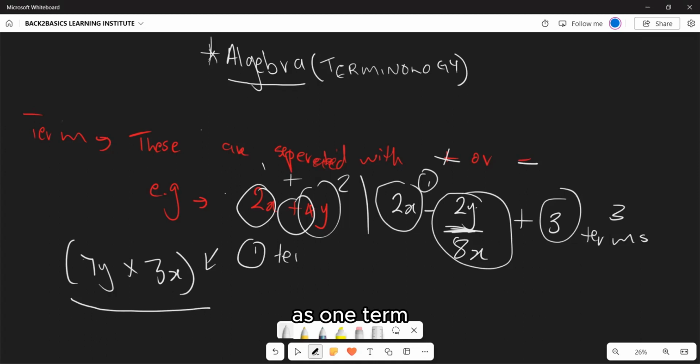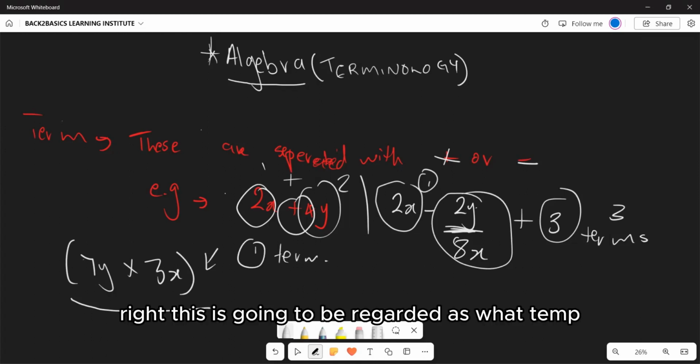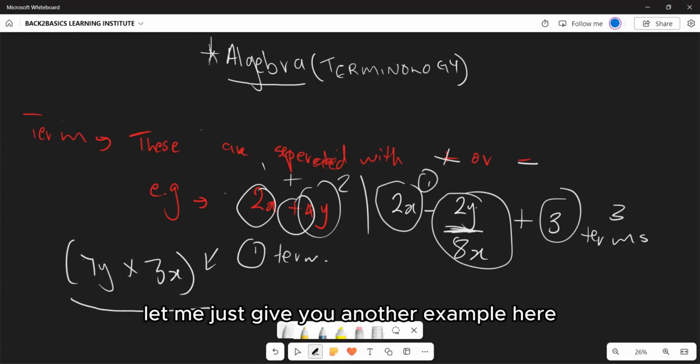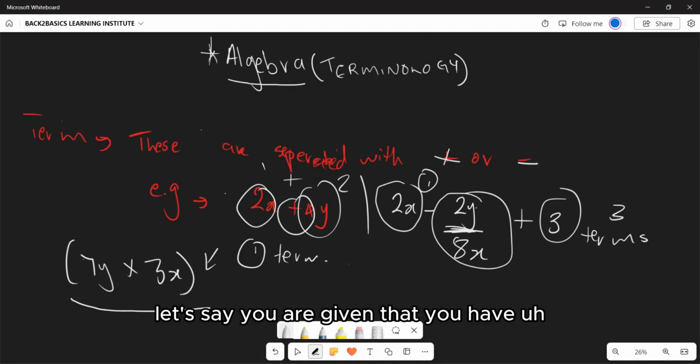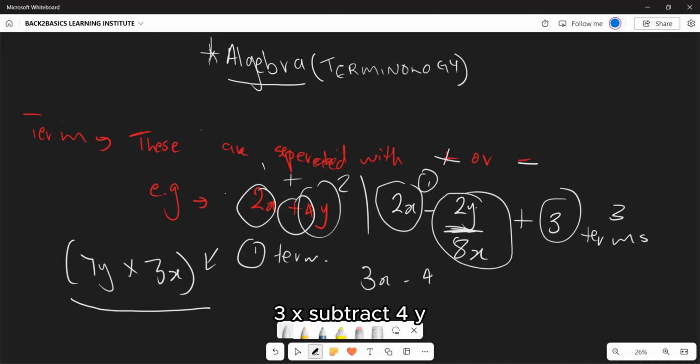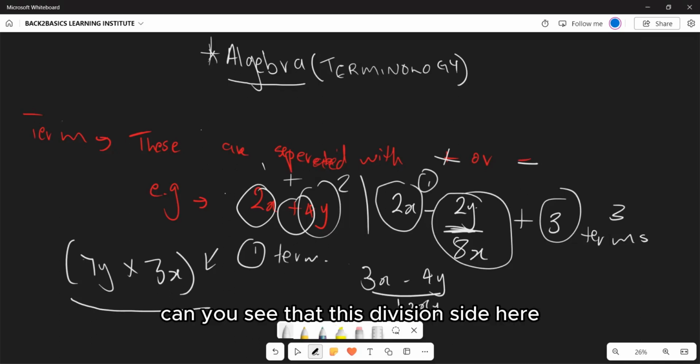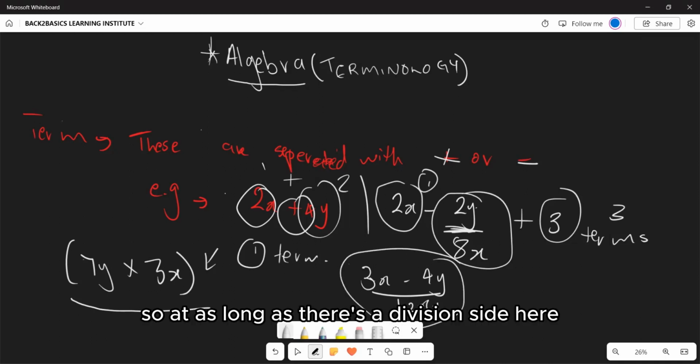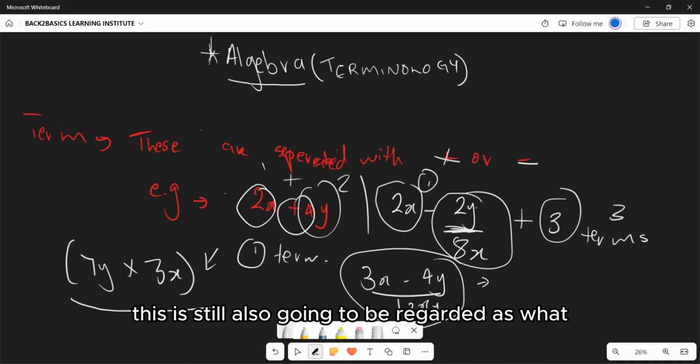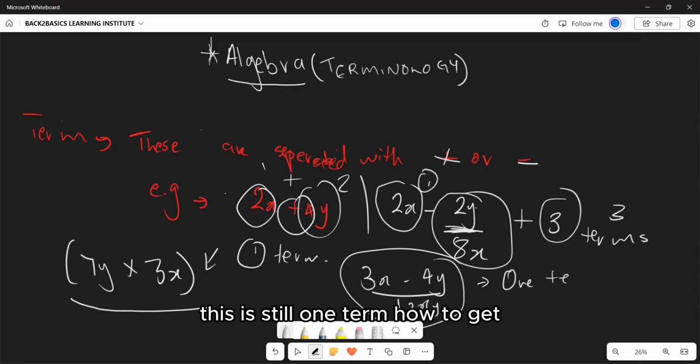As one term, right? This is going to be regarded as one term. Now, for example, let me give you another example here. Let's say you are given 3x subtract 4y over 12xy altogether. Can you see that there is a division sign here? It's 3x subtract 4y divided by 12x and y, right? As long as there's a division sign here, this is still going to be regarded as one term altogether.